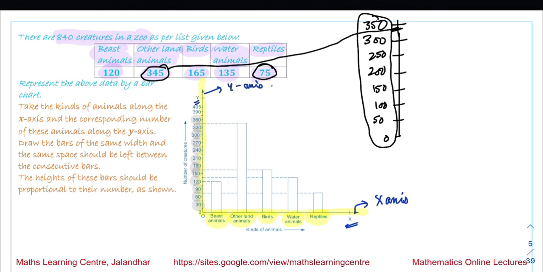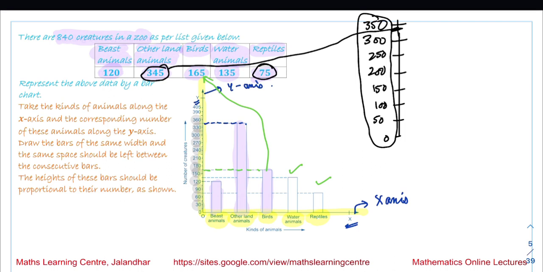For the beast animals the height is 120. We have drawn this bar over here, and the height is 120. Then for other land animals the height is 345. This point is up to the height of 345. Next we are talking about the birds. Birds we have drawn up to the height of 165. Likewise we have drawn the water animals and reptiles.